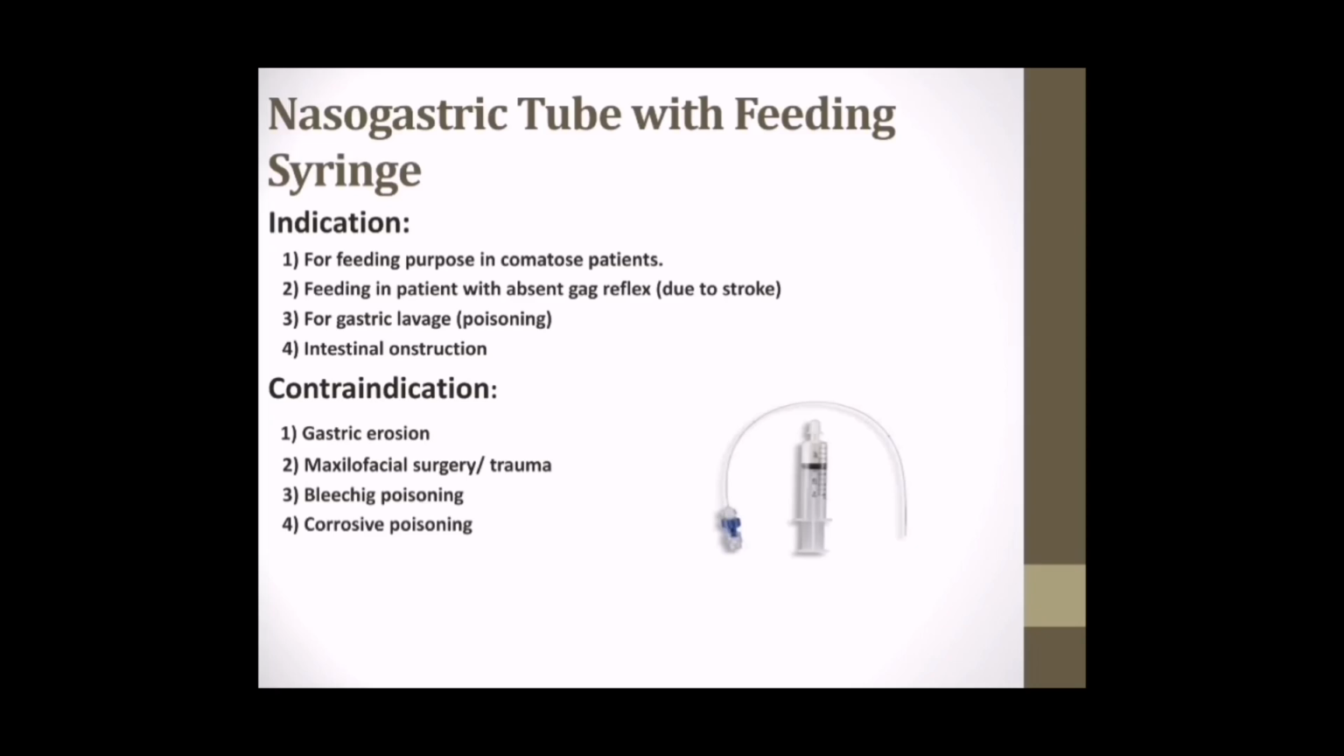Contraindications: number 1, gastric erosion. Number 2, maxillofacial surgery or trauma. Number 3, bleach poisoning. Number 4, corrosive poisoning. Because if we introduce the pipe, it's very harmful.